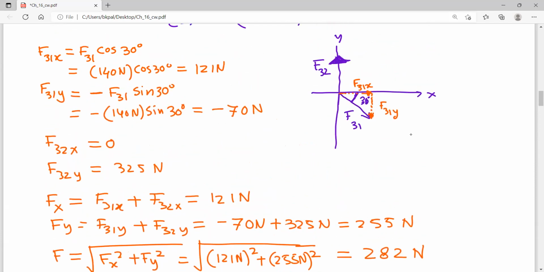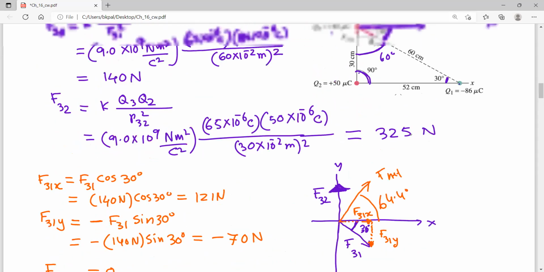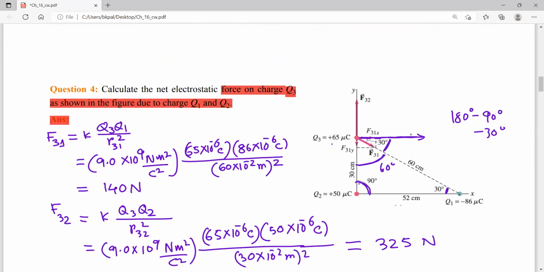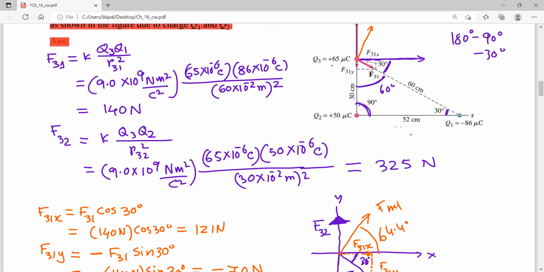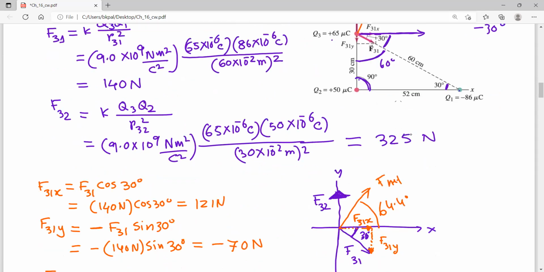Okay, and what does it mean? It means the force's direction will be somewhere here. So this angle will be 64.6 degree, and this is the net force. And in this figure, it will be somewhere here. So please go through it, and if you have a question, let me know. You probably need a little bit of time to understand.